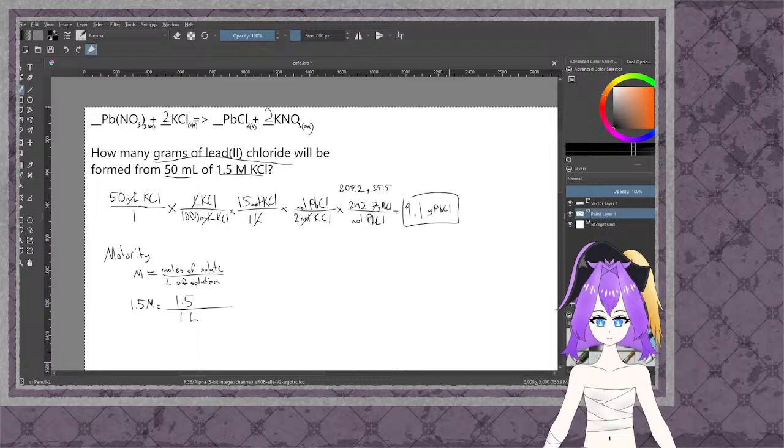KBCl. 2 KCl times 2 for 2.7 grams. 9.1 grams of lead chloride.